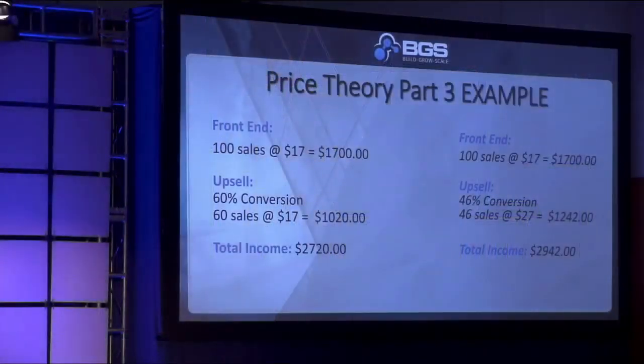Okay, so let's look at the other example. Same exact example, same front-end sales, same front-end price, but we double the price of the upsell. Our conversion rate drops to 46%, okay? Why did I pick that number? Because that's about the average percentage drop we've seen in doubling of a price point in this range of products. We have tons of data from all different industries, so this is not just a wild guess. This is actual real data that we've used to do this. So the conversion rate drops by 46%. Nothing else changed. We just raised the price.